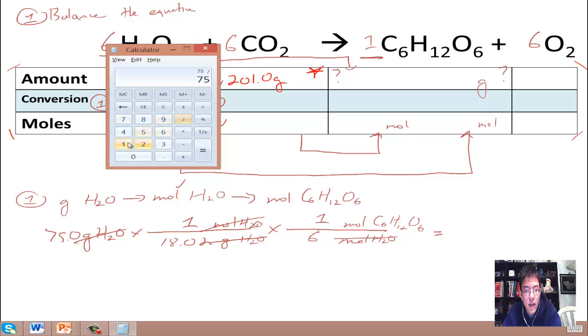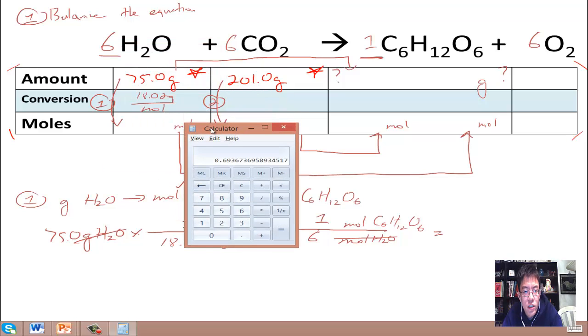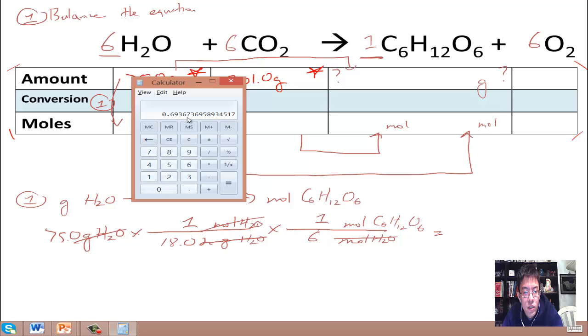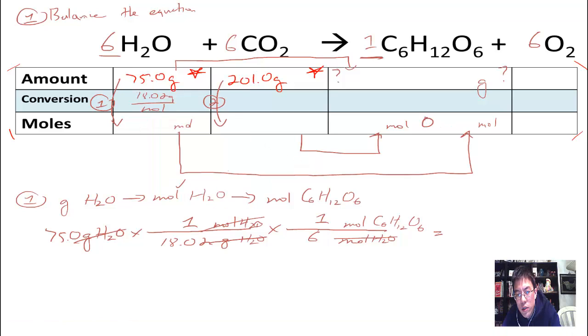75 divided by 18.02 and divided by 6. So it looks like that would produce 0.69 moles, but I have three sig figs, so 0.693 moles of C6H12O6. Okay, so that's from the H2O. All right, what about from the CO2?